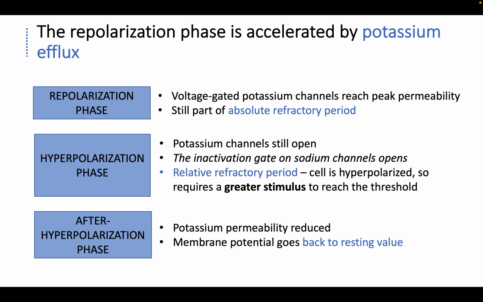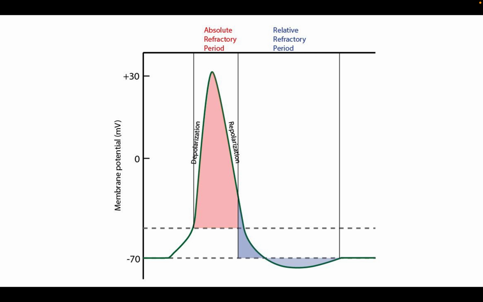Then after hyperpolarization, you slowly return back to resting membrane potential, and a normal stimulus would be able to get you up to threshold and then get you to have your action potential. All right, so you can see this here. The red or the pink, this is representing the absolute refractory period, and our blue is representing our relative refractory period, right? So during this phase, the inactivation gate is closed, or during this repolarization here, you cannot respond to another stimulus.